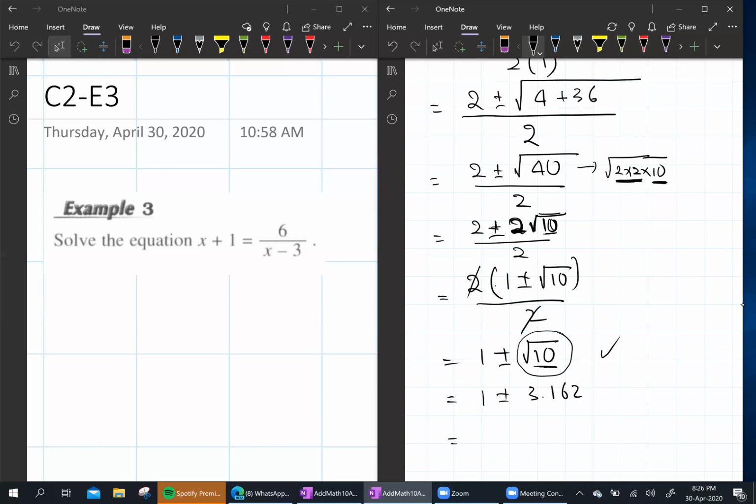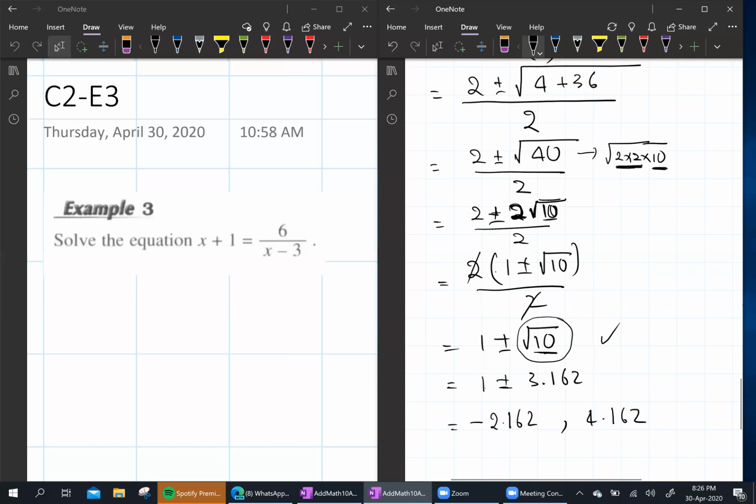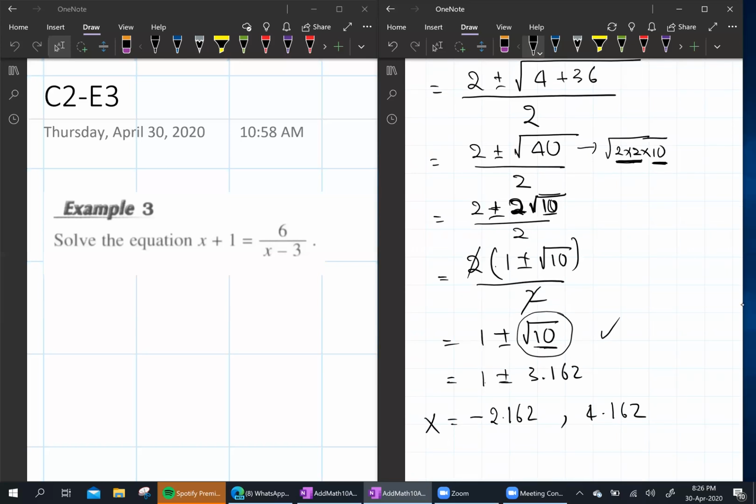So your answer is, the first set of answer is 1 minus 3.162. That means it's minus 2.162. The next answer is 4.162. So you've got two answers. You can either give your answer in this format or this format.